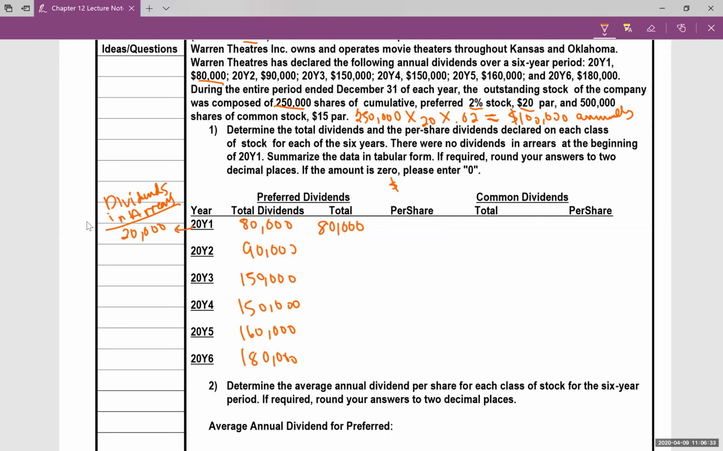Per share, how do we get this? The calculation is dividend money on the top, divided by shares outstanding. The calculation you're going to get is 32 cents, and that was 80,000 divided by the 250,000 outstanding shares. Total dividends for common, there was nothing left over to pay, and the per share then is 0.